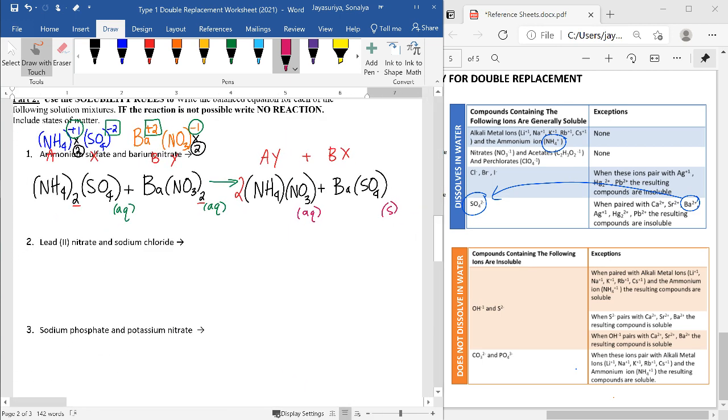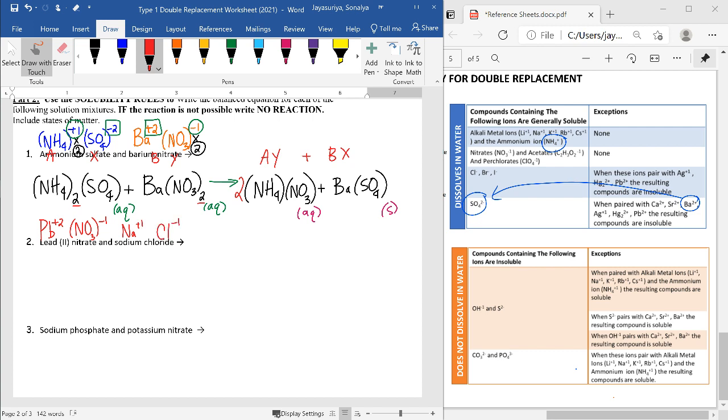Okay, now, second one, lead nitrate and sodium chloride. So lead 2, that tells me that this is Pb plus 2. Remember, the Roman numeral is always the charge. Nitrate is NO3 minus 1 from the common ion sheet. Sodium, Na plus 1 from the periodic table. Chloride minus 1 from group 17 on the periodic table. Okay, we're ready to form our compound. We got Pb plus 2 and nitrate minus 1, which means I need 2 nitrates here for my Pb(NO3)2, plus sodium and chloride, 1-to-1 ratio, just NaCl.